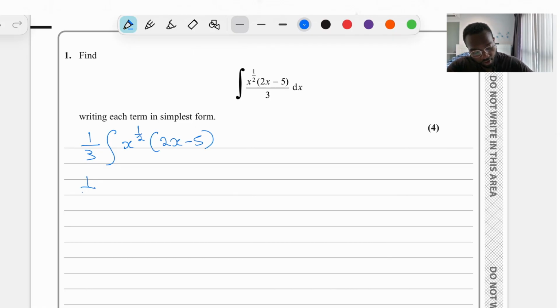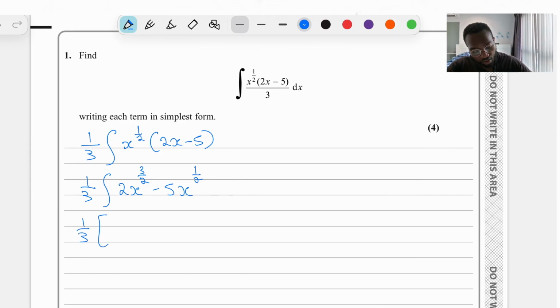So, we have a third. And then the integral of this will be a 2x, and then it's a half plus a 1. So that's going to be a 3 over 2 here. And then we'll just have a 5x to the half here. And now we need to integrate this. So to integrate this, we'll start with the third out here.